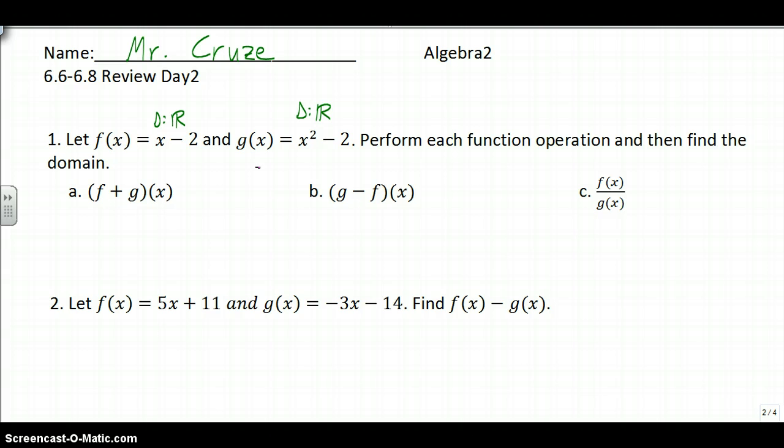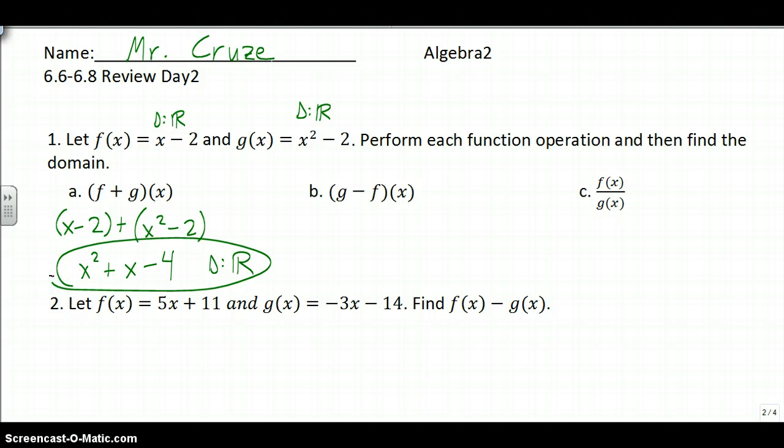All right. So f plus g. Well, that's pretty simple. You're just doing a simple substitution. Combine your like terms. X squared has nothing to combine with. X has nothing to combine with. The negative 2 and the negative 2 add together to negative 4. And again, the domain is all real numbers.